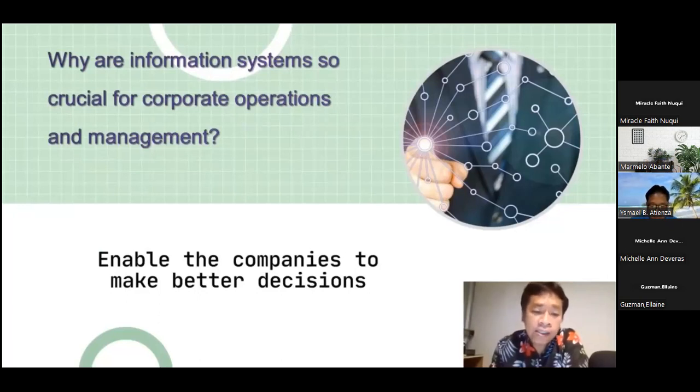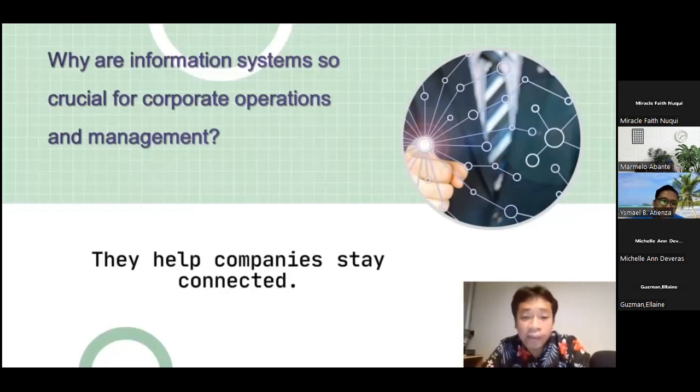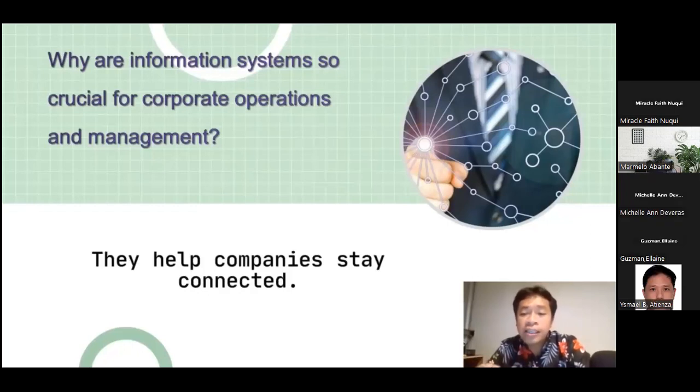And another way in which information systems are crucial is that they help companies stay connected. As I discussed before, with information systems, employees in different parts of the world can work together on the same project in real time. This can lead to greater collaboration, increased productivity, and a better overall working environment.